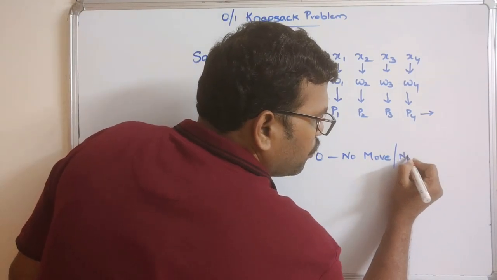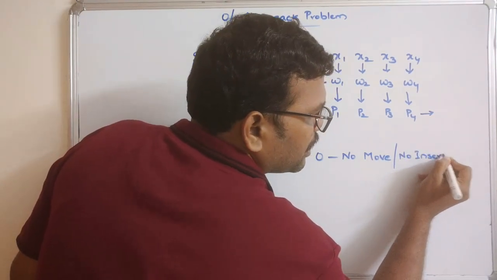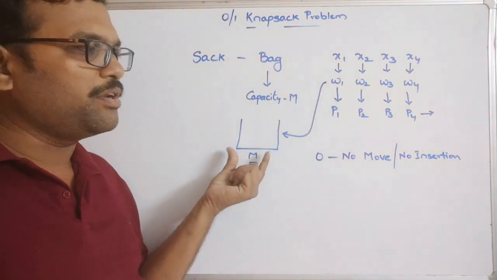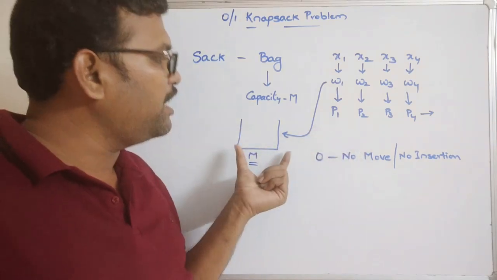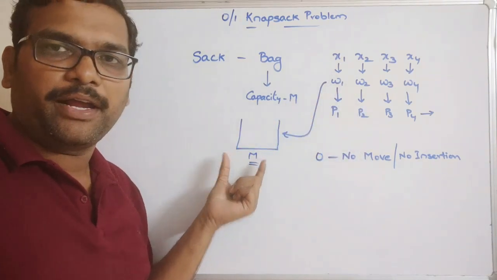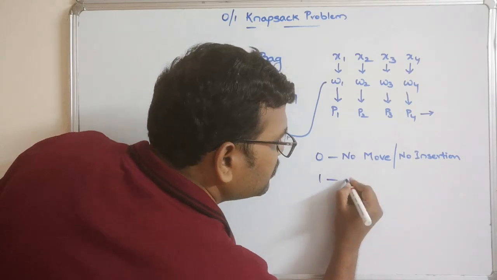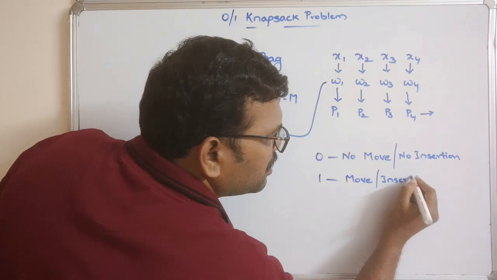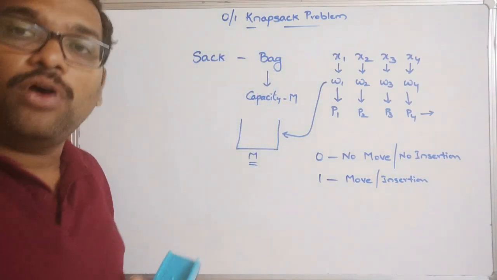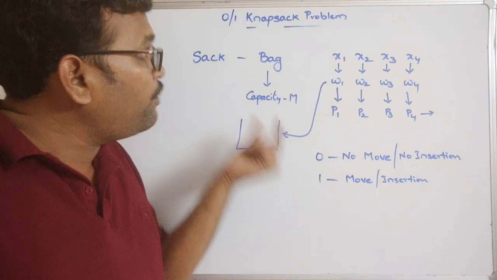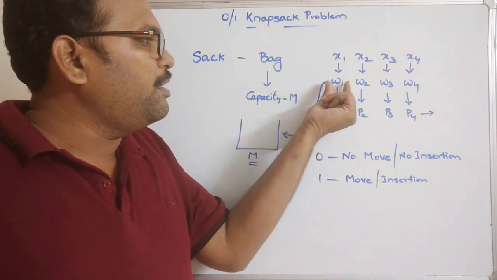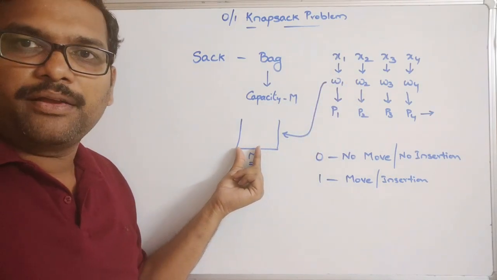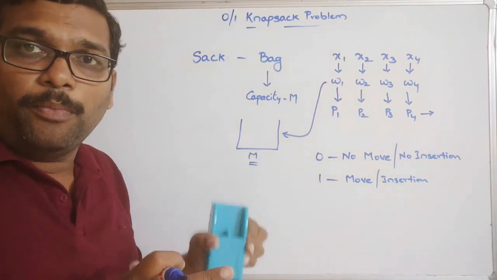or no insertion. That means we are not moving the weight into this particular bag, or we are not inserting the particular weight into this bag. And 1 implies move or insertion. So that means 1 represents moving the weight into the bag or inserting the weight into the bag. Hope you understood the problem.